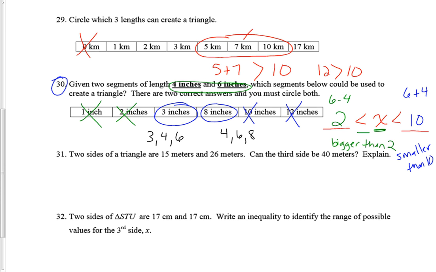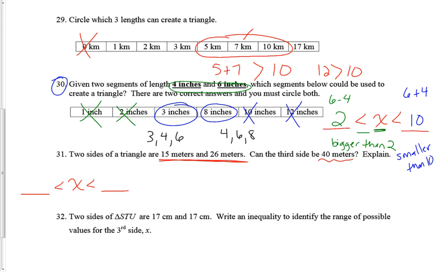Number 31, there's two different ways to solve that one. I'm going to use the range of values method. So if I have these two sides already, the question is, can the third side be 40 meters? Well, I'm going to do exactly what I just did.